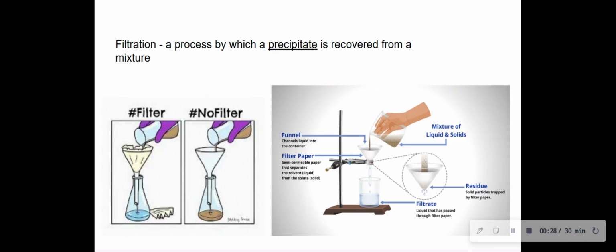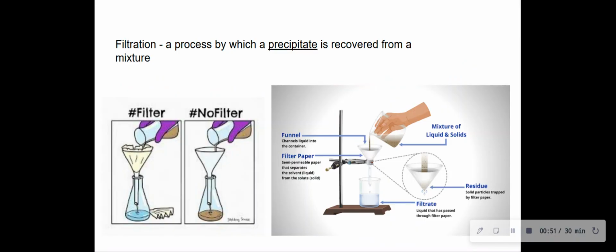Filtration is a process by which a precipitate is recovered from a mixture. So a precipitate is an insoluble solid formed when two solutions are mixed together, and filtration is used for separating heterogeneous mixtures. So here's how it works.